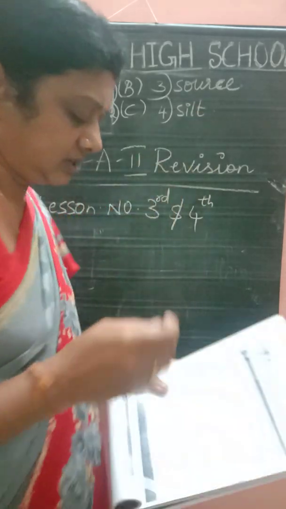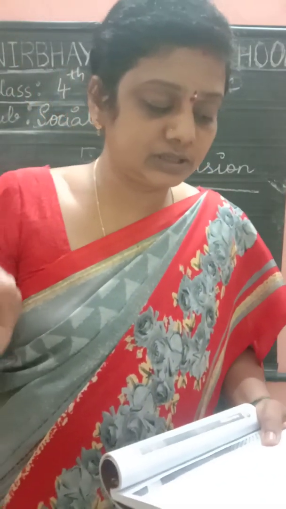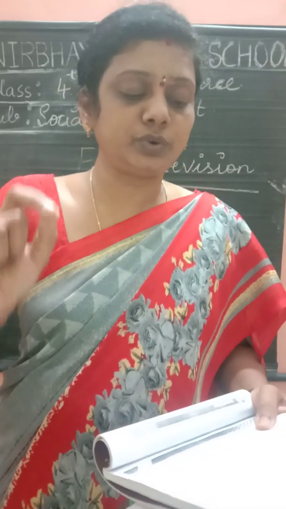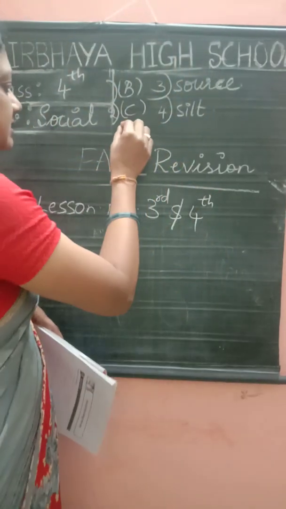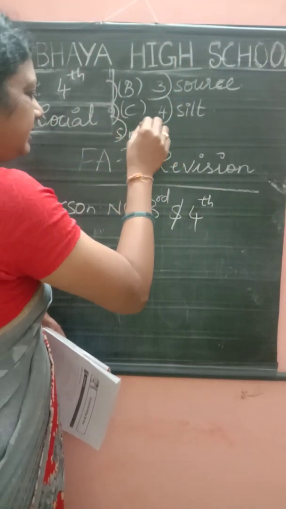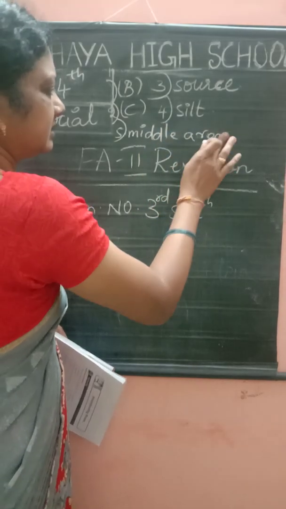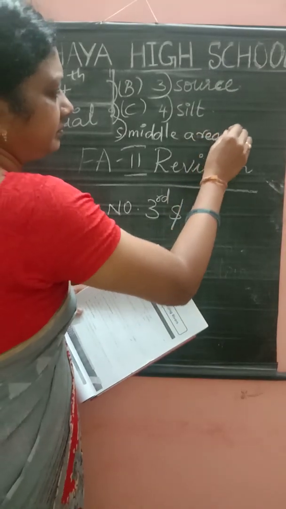Understood, children? And very short answer questions. Where does a river slow down during its journey? In the middle areas. Middle areas. Okay, children?